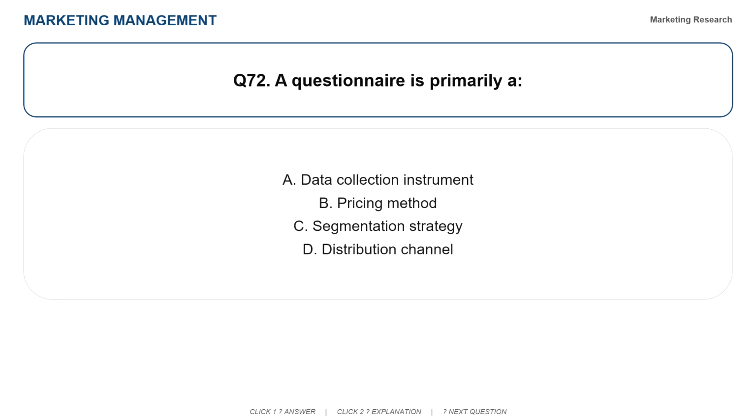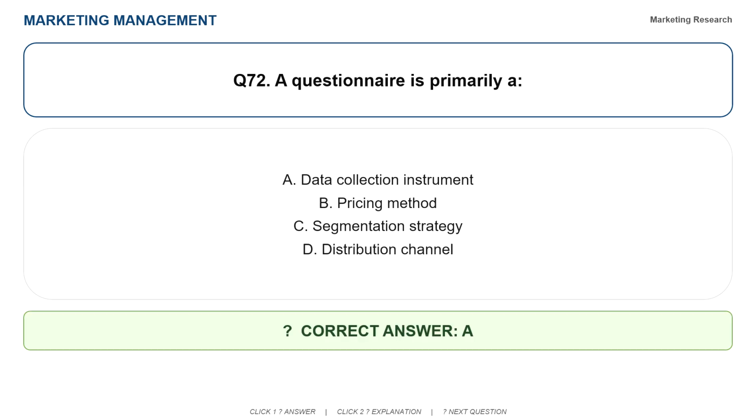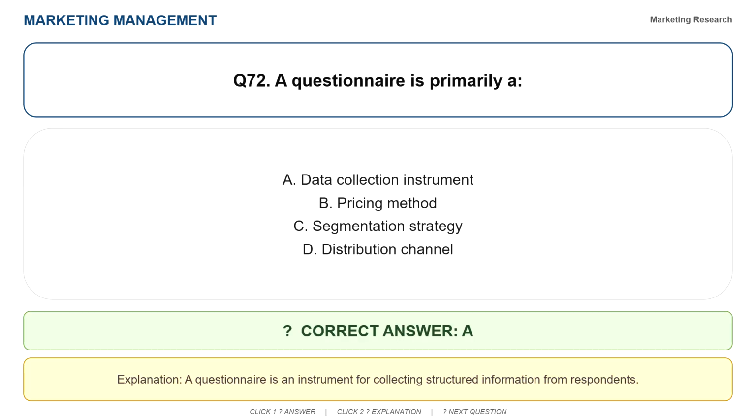Question 72. A questionnaire is primarily a. Option A, data collection instrument. Option B, pricing method. Option C, segmentation strategy. Option D, distribution channel. The correct answer is A. Explanation. A questionnaire is an instrument for collecting structured information from respondents.